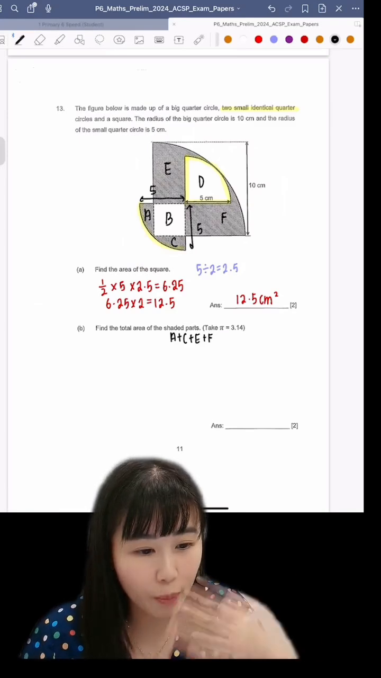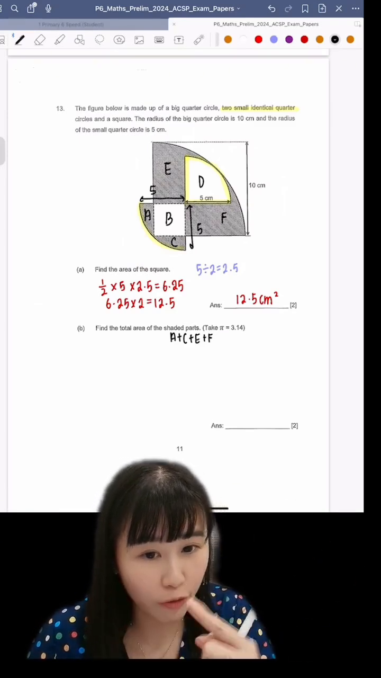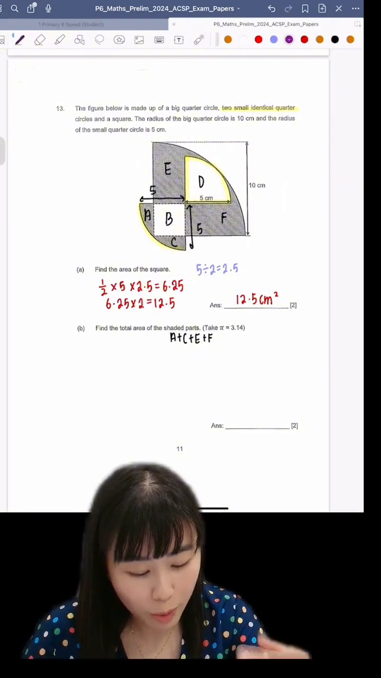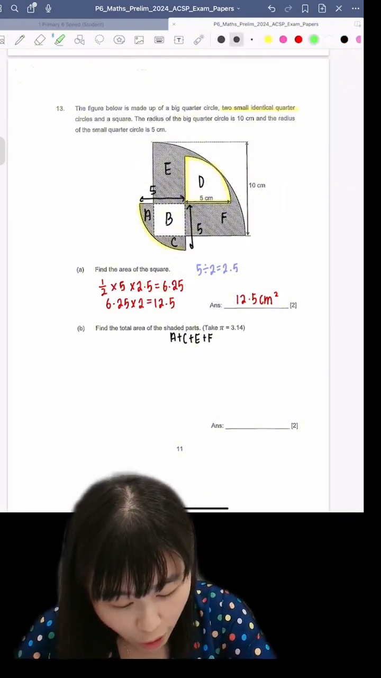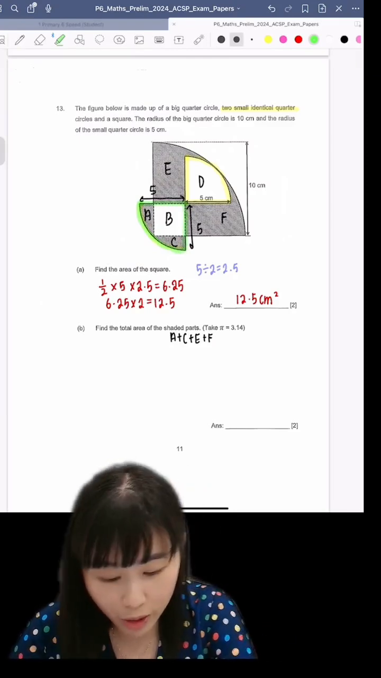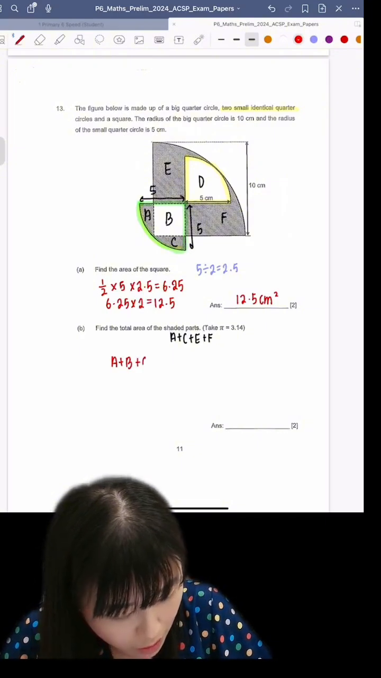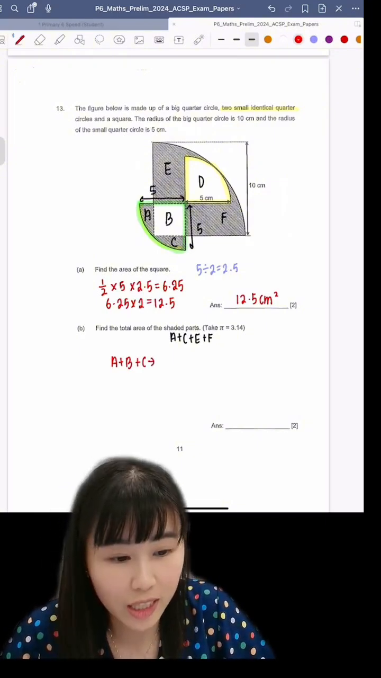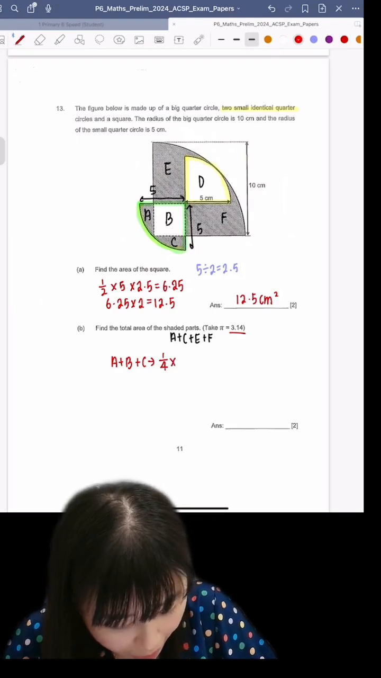So I bear in mind that I need to find A, C, E, F. To be able to find them, let's focus on shapes that we can find first. The very first shape, can you all see? We can find this A, B, C. So how do you find A, B, C, guys? A plus B plus C. Isn't it a quadrant? If it's a quadrant, it's 1/4 times pi.